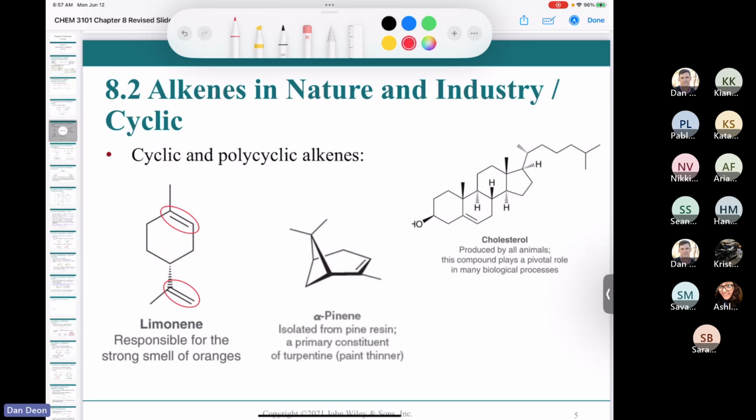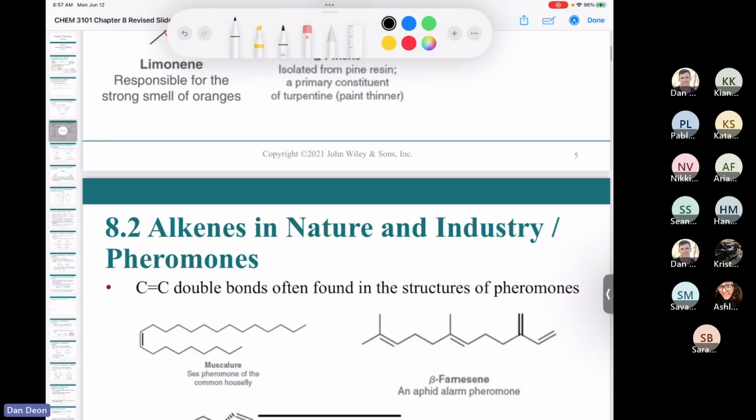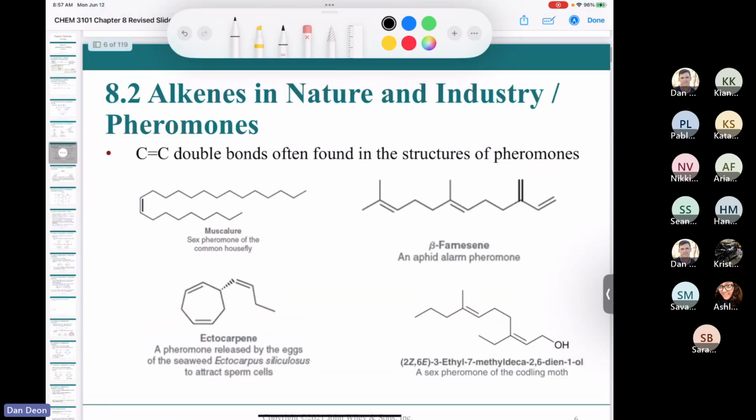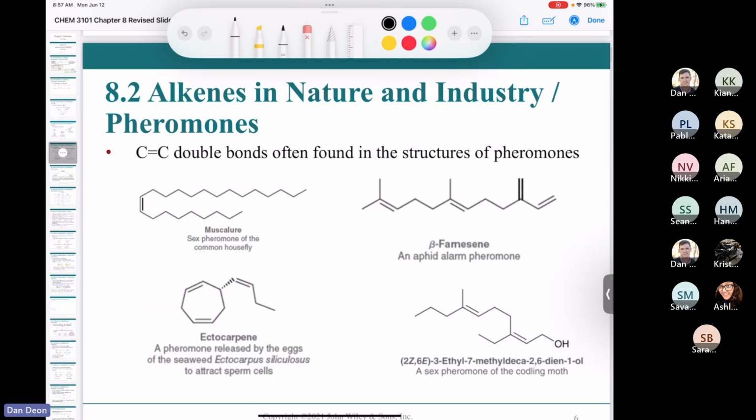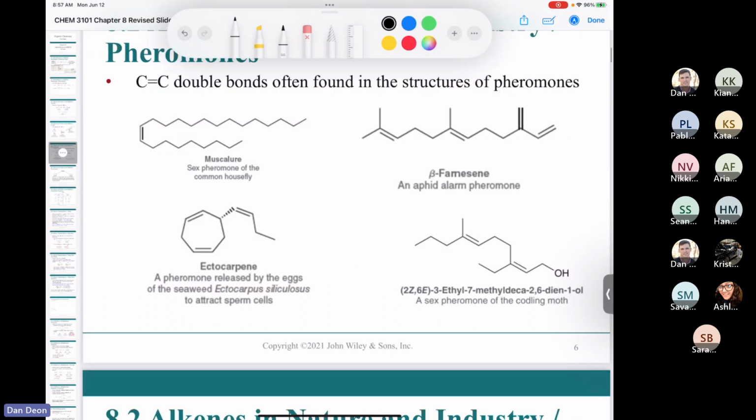And when I was a graduate student a long, long time ago, the major part of my thesis was doing the synthesis, and my starting material was actually a limonene stereoisomer, which I won't go into the details on. Alpha-pinene, which is found in turpentine, which is a paint thinner. Then you see cholesterol here. Cholesterol is obviously an alcohol because it has a hydroxyl on it, but cholesterol has a double bond in it, so it's got an alkene in it. Anyhow, there's a whole bunch of other compounds. I'm not going to go into all these. I'll leave this as kind of an FYI if you want to spend some time reading about more naturally occurring compounds with double bonds in them, or carbon-carbon double bonds.